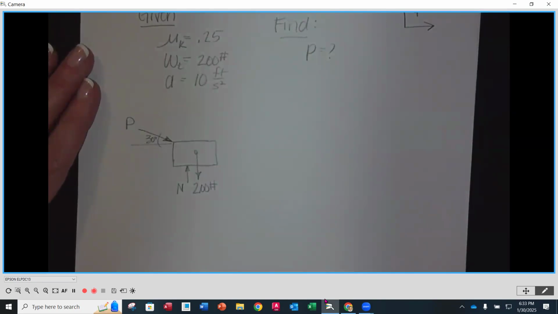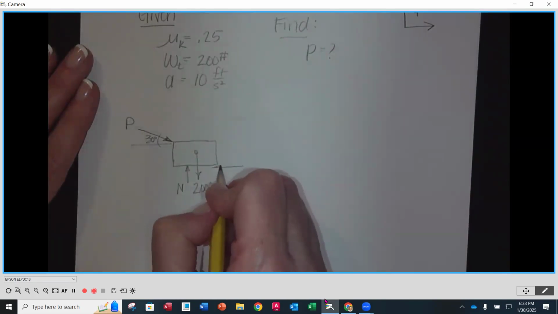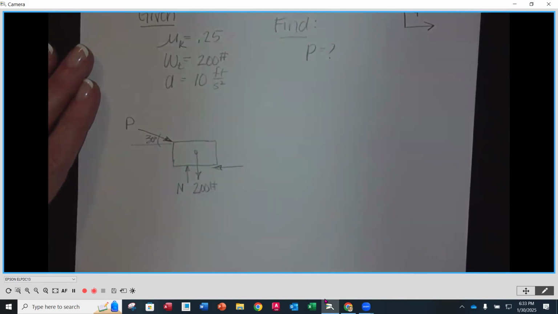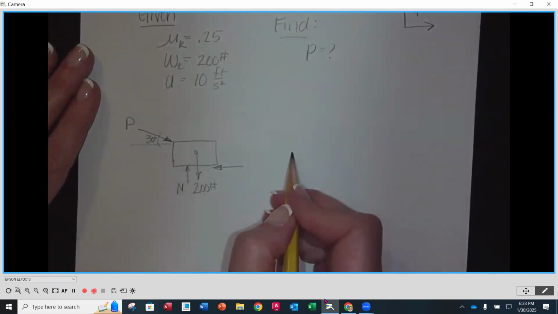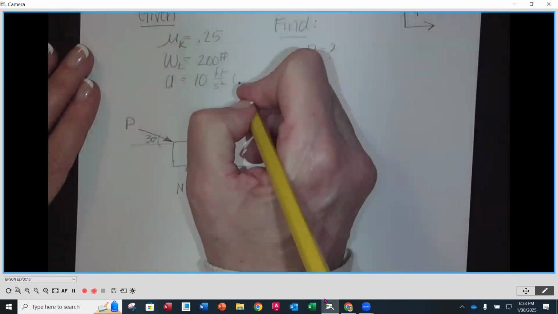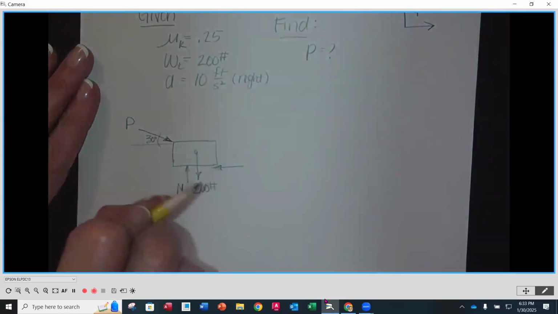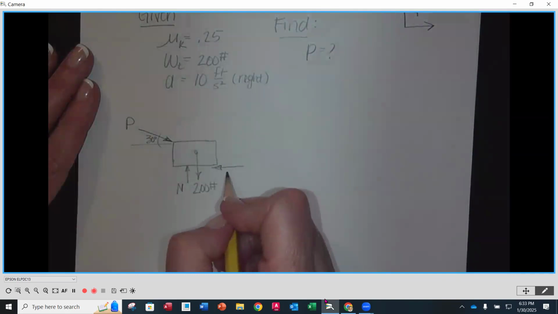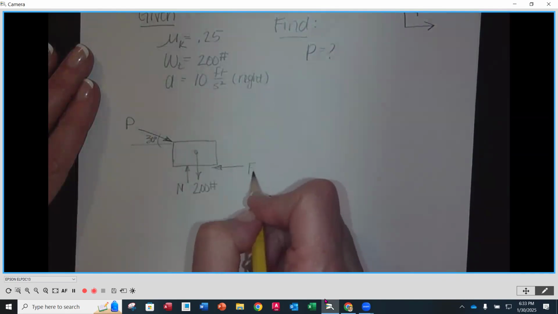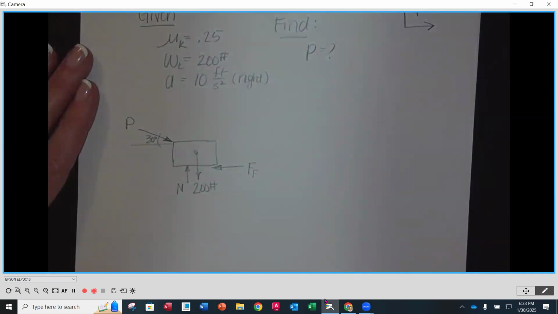Now, it also tells us that the coefficient of friction is acting, so we're taking into account a friction force. That friction force is going to impede motion. We know that this is going to be accelerating to the right, as it told us in the problem, at 10 feet per second squared to the right. So we know it's going to be going in that direction. That means that our friction force, I'm going to call it FF, needs to go in the opposite direction.